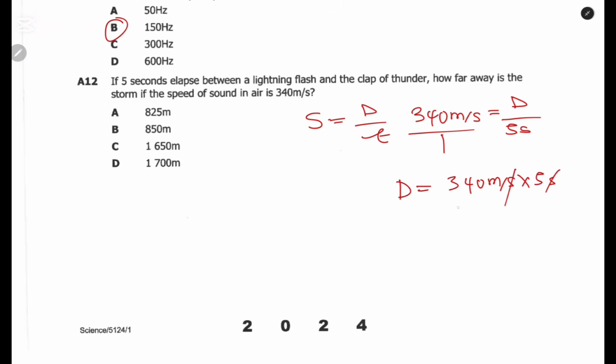Second and second cancel. If you multiply 340 multiplied by 5, it should give you 1,700, in this case meters. So that is how you work this one out.